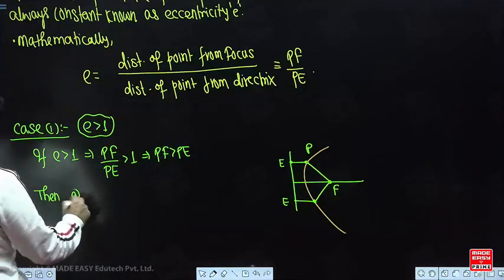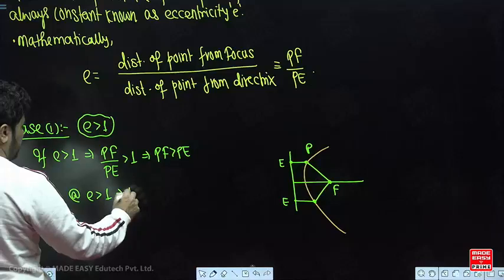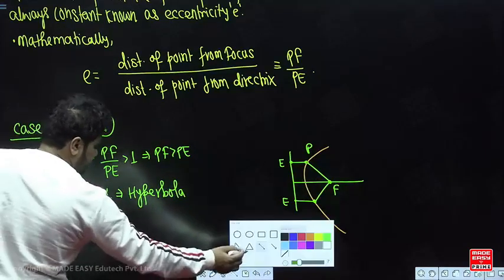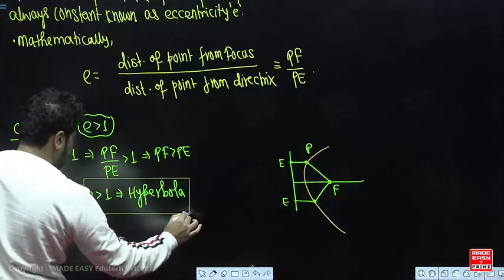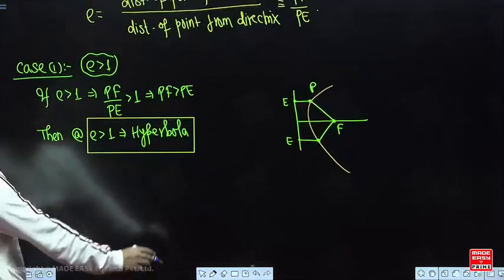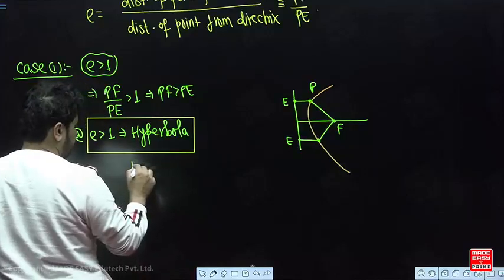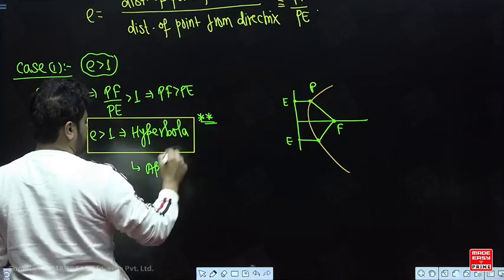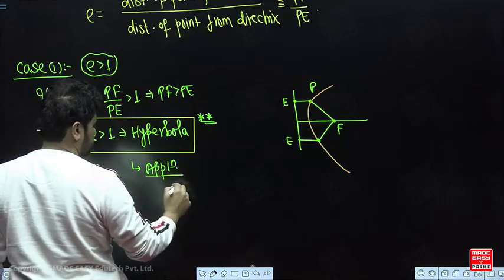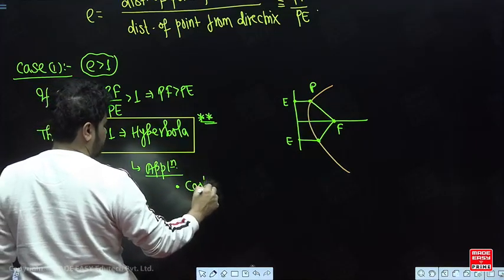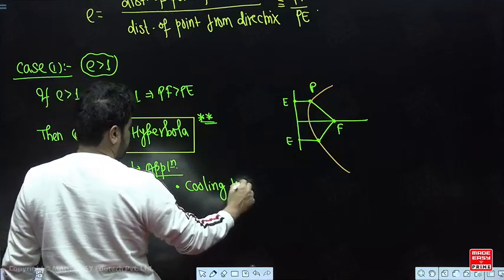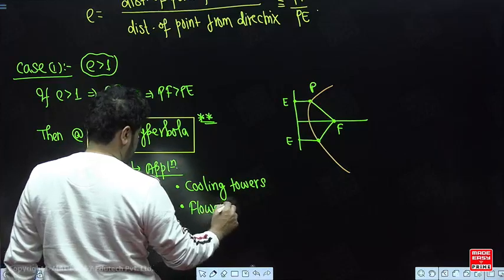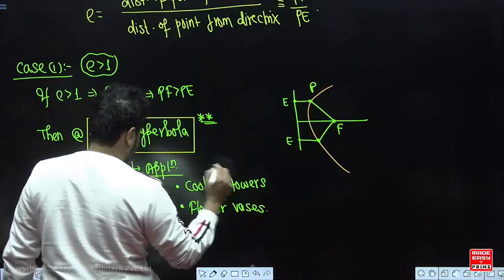Then at E greater than 1, hyperbola. So such a curve is called hyperbola. एग्जाम में यही पूछेगा आपसे, है ना, कि E is greater than 1, what is this curve called? It is called hyperbola. So where do we find its application? So this is important. Application: designing of cooling towers, flower vases, correct?